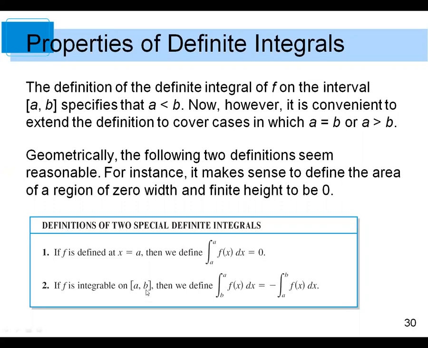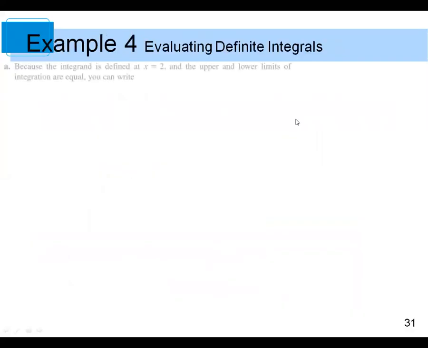If f is integrable on a to b, then the integral from b to a is equal to the opposite of the integral from a to b. Think of it like this. You're going backwards, so you should get the opposite answer. Cool, huh?